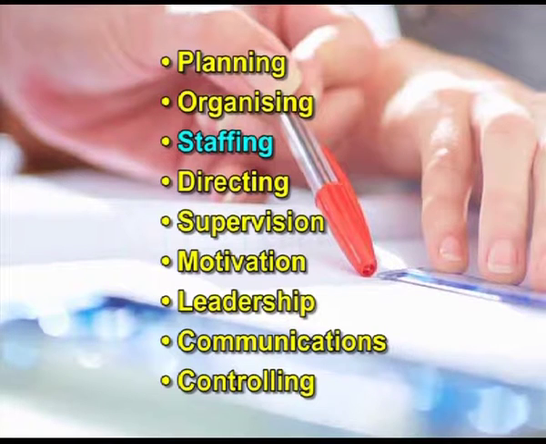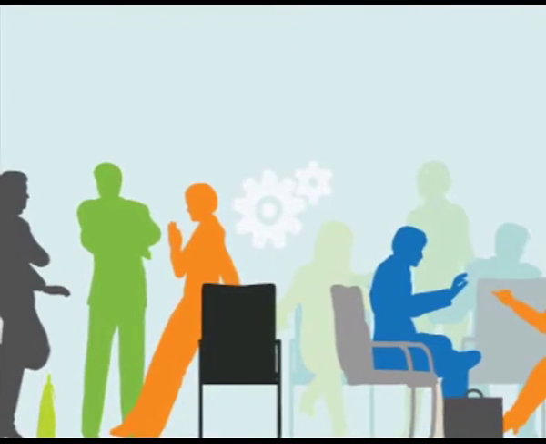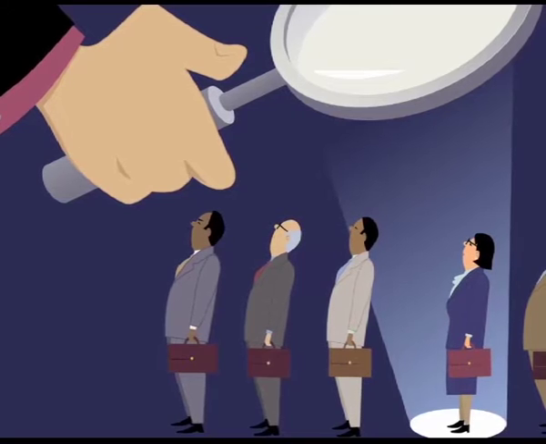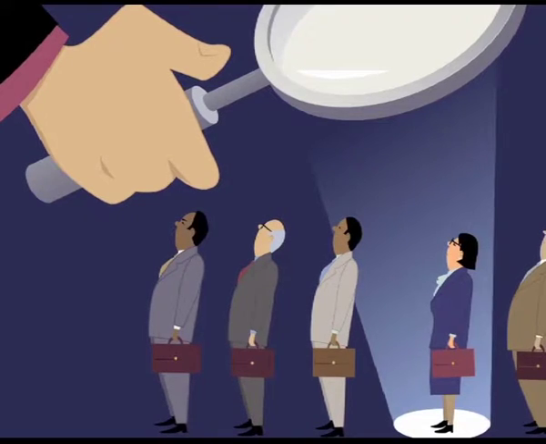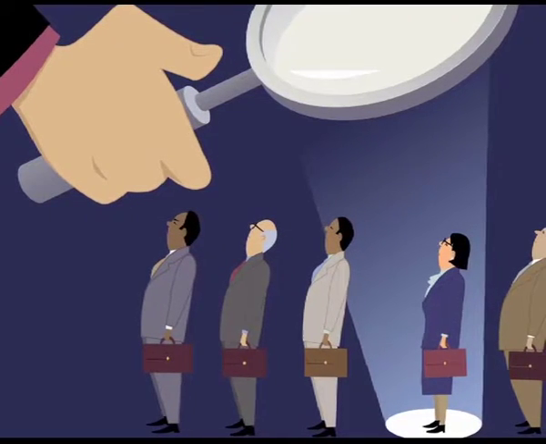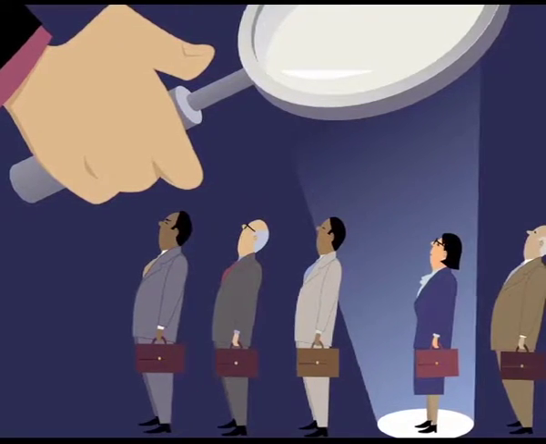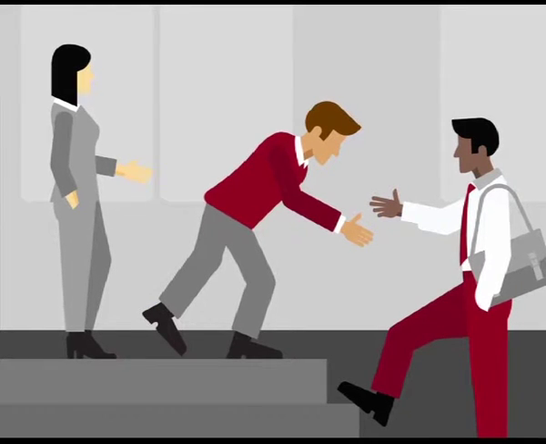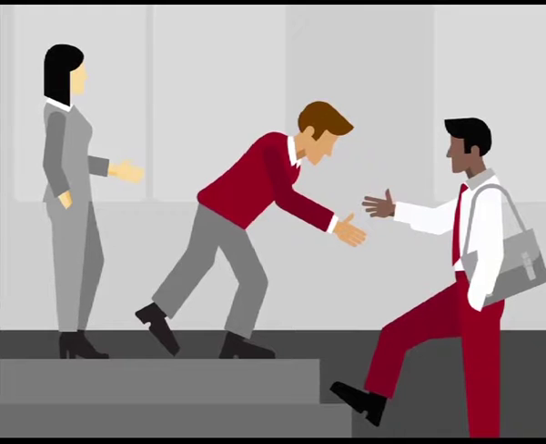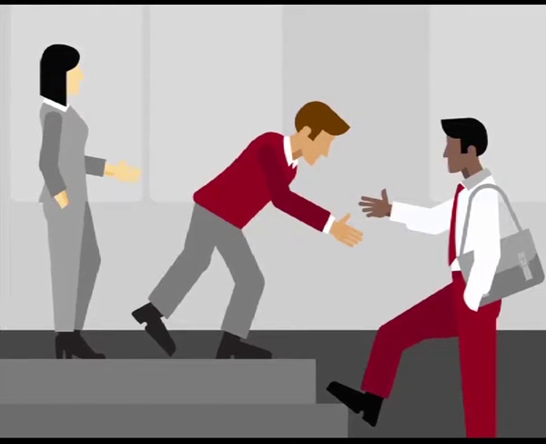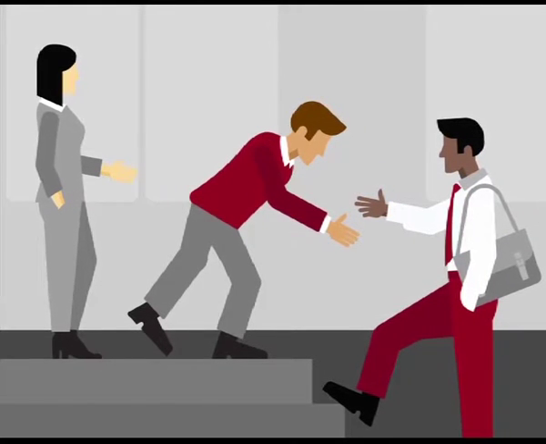Now, the next function is directing. These are the life spark of an organization. Without proper direction, the machines will not work with skilled hands and raw material will not get converted into finished products. Directors are supposed to be supervisors and mentors to their workforce who guide them to achieve organizational goals.